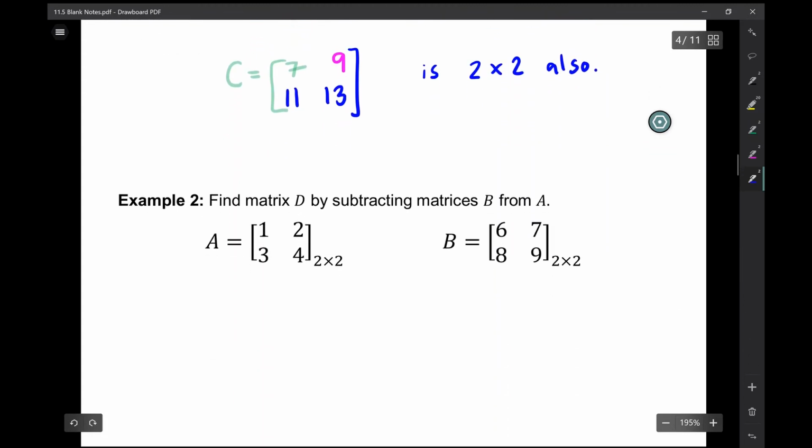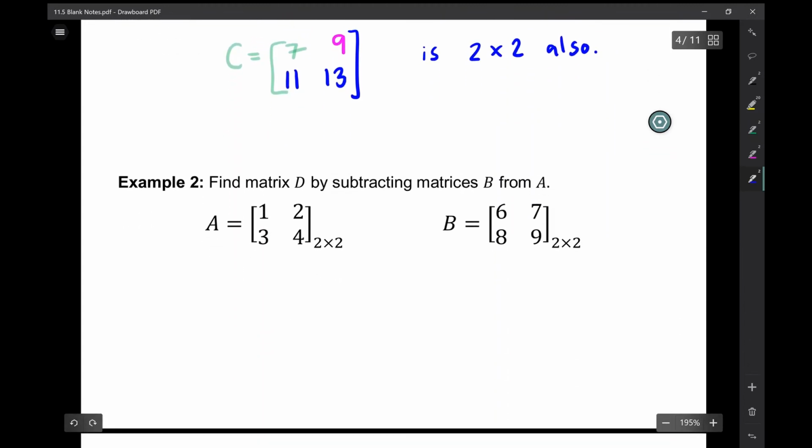All right, I would like to have you guys give this a try right now. Find matrix D by subtracting matrix B from matrix A. All right, just see if you can guess, follow your instincts about how this would go. Did you give it a try?